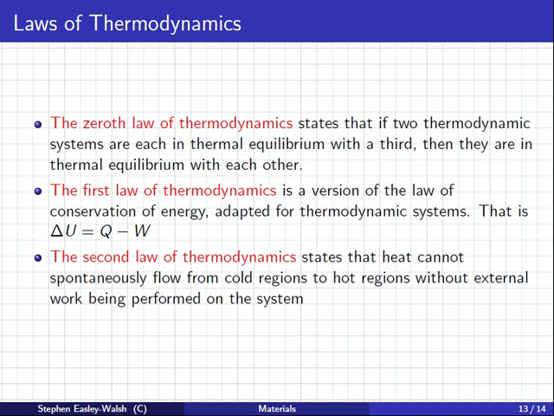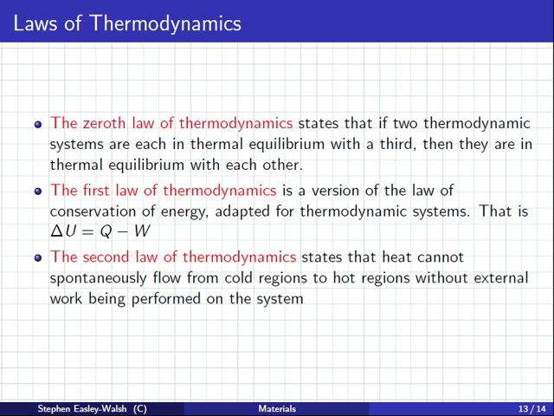These are the three rules of thermodynamics. First one: if A and B are in equilibrium with C, then A is in equilibrium with B. Second rule is conservation of energy. And third rule is an obvious rule. Heat only goes from hot to cold, never cold to hot, unless you're doing some kind of work with a machine that can do this for you. Yeah? Is that okay? Do you have those three rules? Yes?